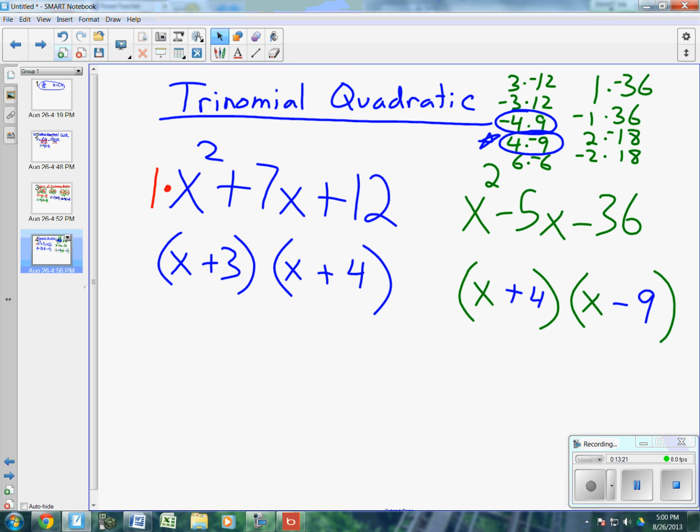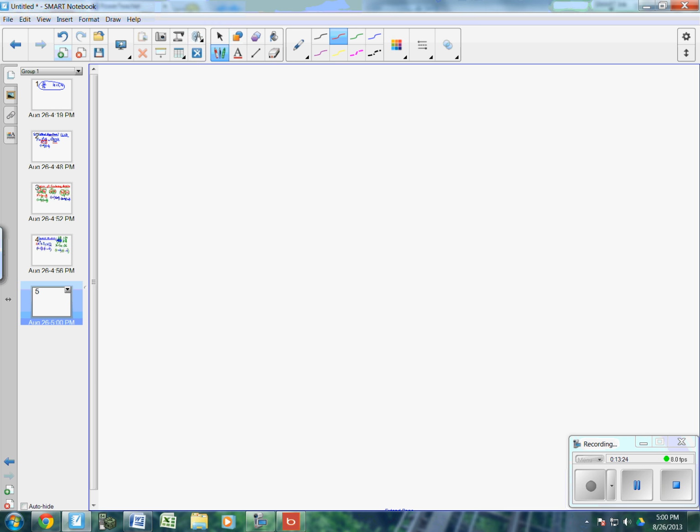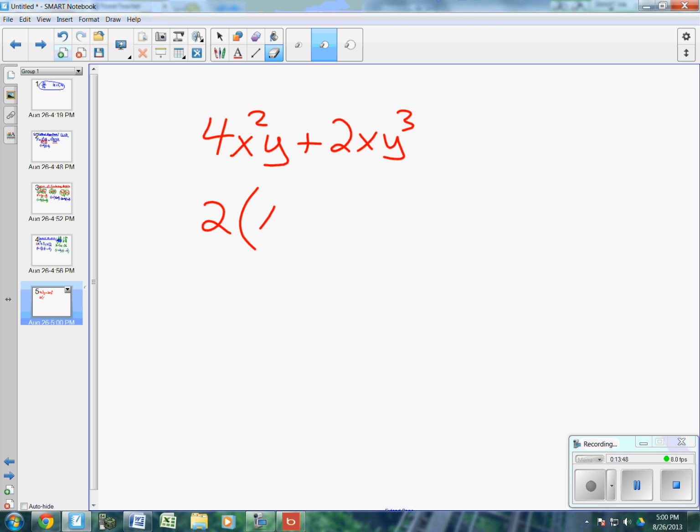For instance, if you had something like 4x squared y plus 2xy to the third, greatest common factor, what's the biggest number that goes into 4 and 2? Well, it's 2. What's the biggest number that goes into x squared and x? Well, it's x. And what's the greatest number that goes into y and y cubed? It's y. So I'm going to factor out a 2xy out of each term.